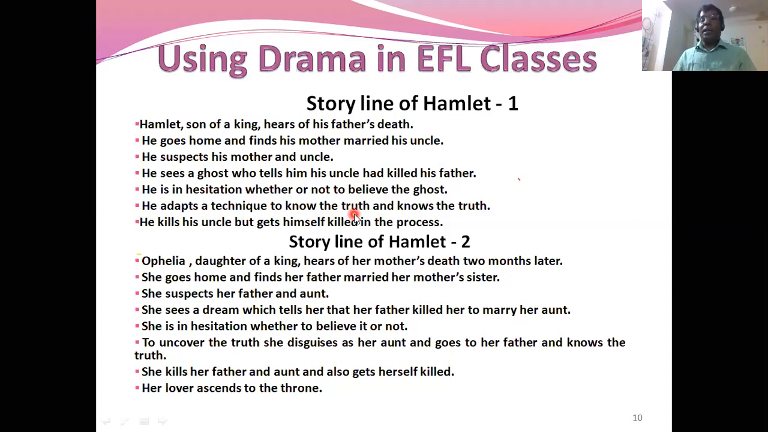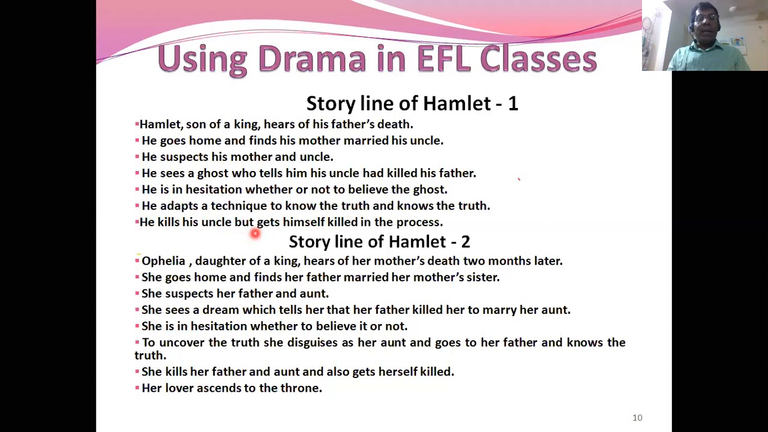He adopts a technique. What is the technique? He was pretending to be mad. That means in the palace, he will pretend to be mad. Everybody will think that Hamlet is mad. And before a mad person, you can talk anything. And when they talk of this thing, Hamlet will know that. So that is the technique that he adopted. He adopted the technique of madness. He was pretending to be mad to know the truth, whether his uncle really killed his father or not.